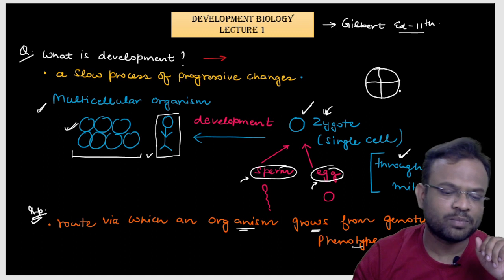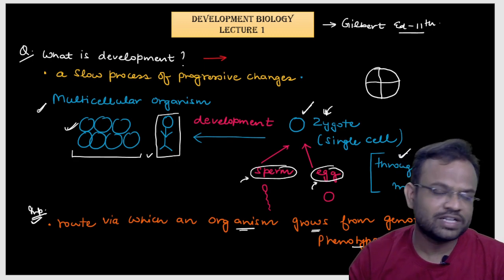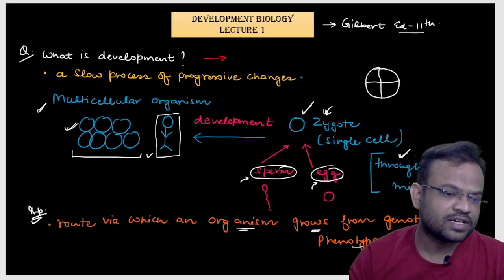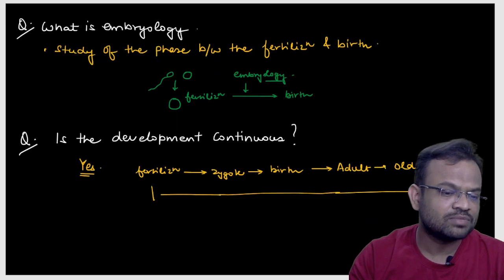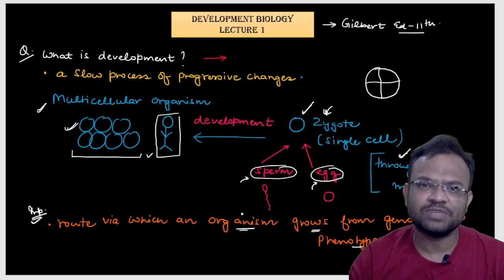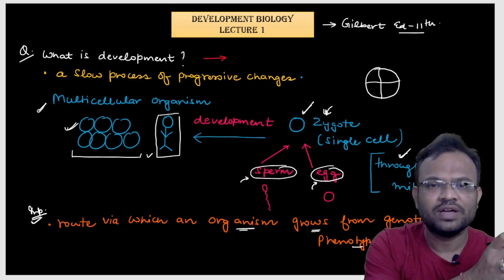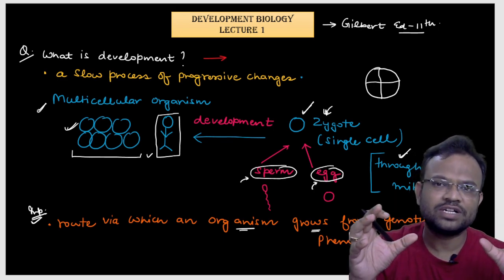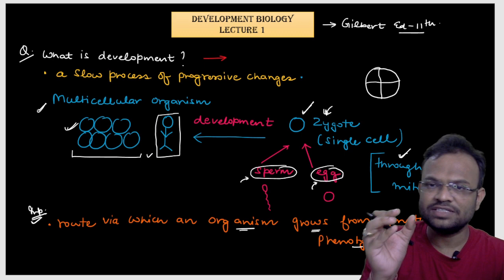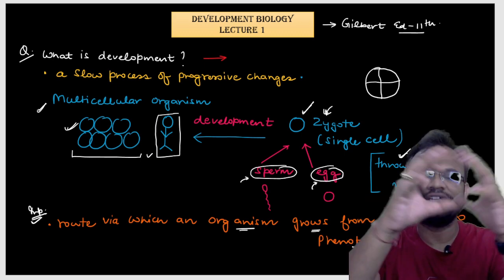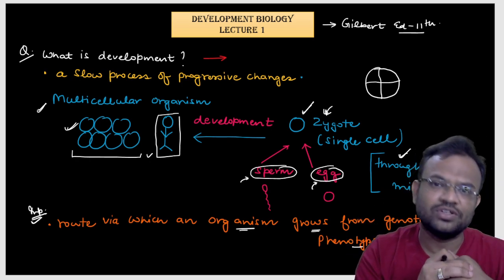Now, in Gilbert, one point has also been mentioned that you should be aware of. It also says that development is basically the route via which an organism grows from genotype to phenotype. What does this mean? Now we all know that sperm has a particular genotype, egg has a particular genotype. When they fuse together to form the zygote, both the egg's genotype as well as the sperm's genotype are present inside the zygote, right? Now this zygote has a particular genotype. As of now it does not have any phenotype, right?